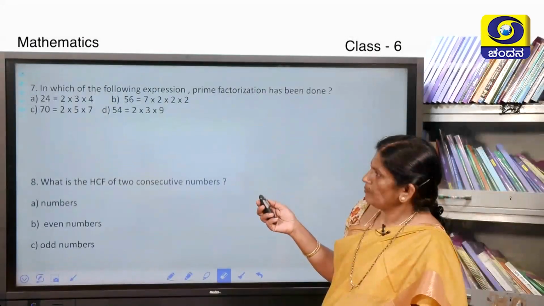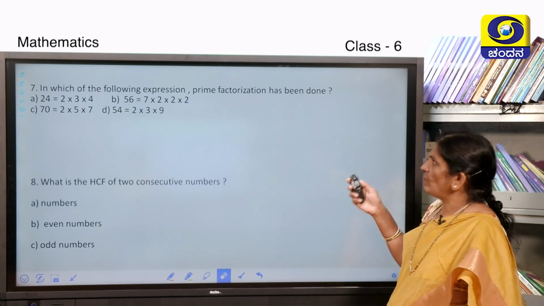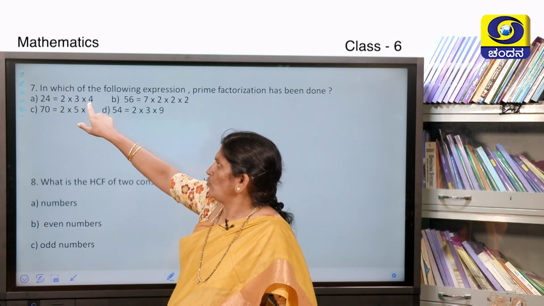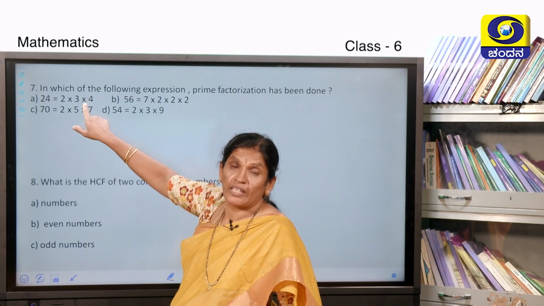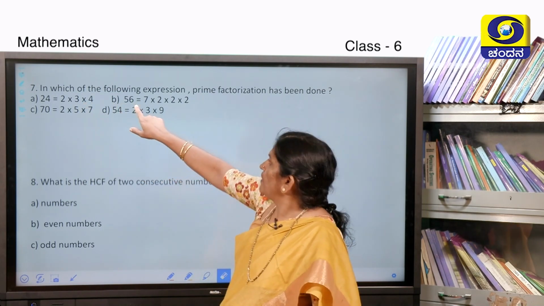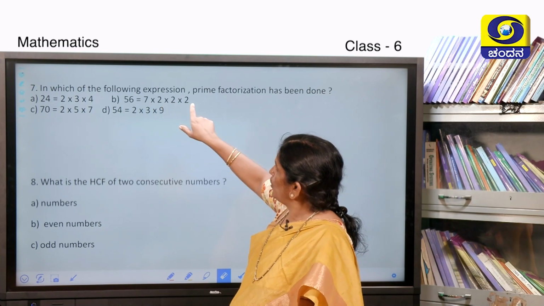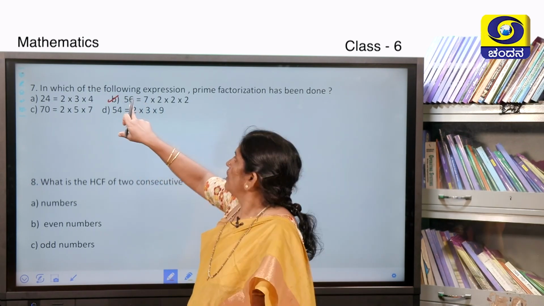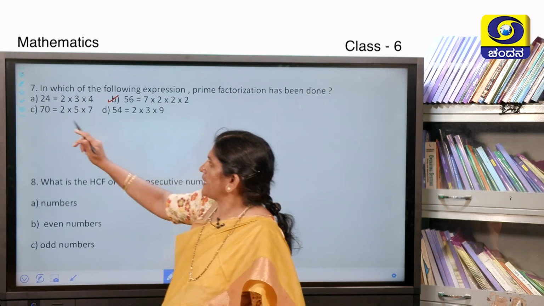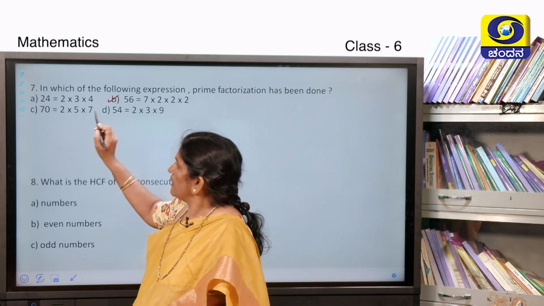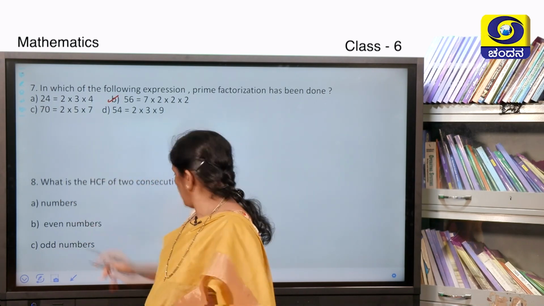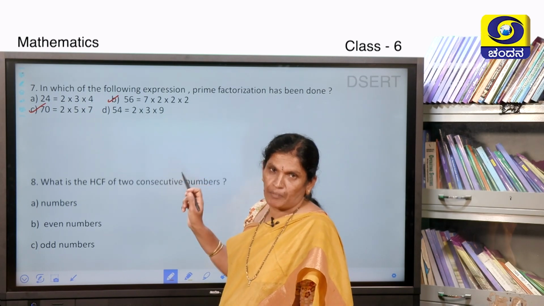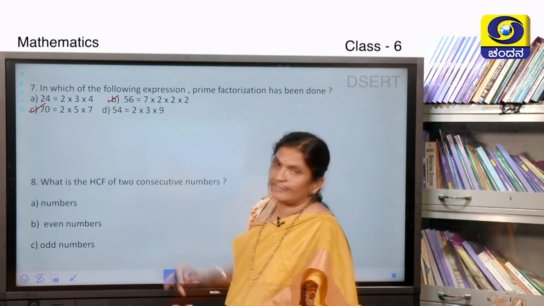See children, in which of the following expressions has prime factorization been done? First one, 24 factors are 2 into 3 into 4. Here 4 is not a prime number, 4 is a composite number. Next, B, 56 factors are 7 into 2 into 2 into 2. Yes, it is prime factorization. Next, 70 is 2 into 5 into 7, yes, here also prime factorization has been done. D, 54 is equal to 2 into 3 into 9, 9 is not a prime number, it is a composite number. Only B and C is the answer.